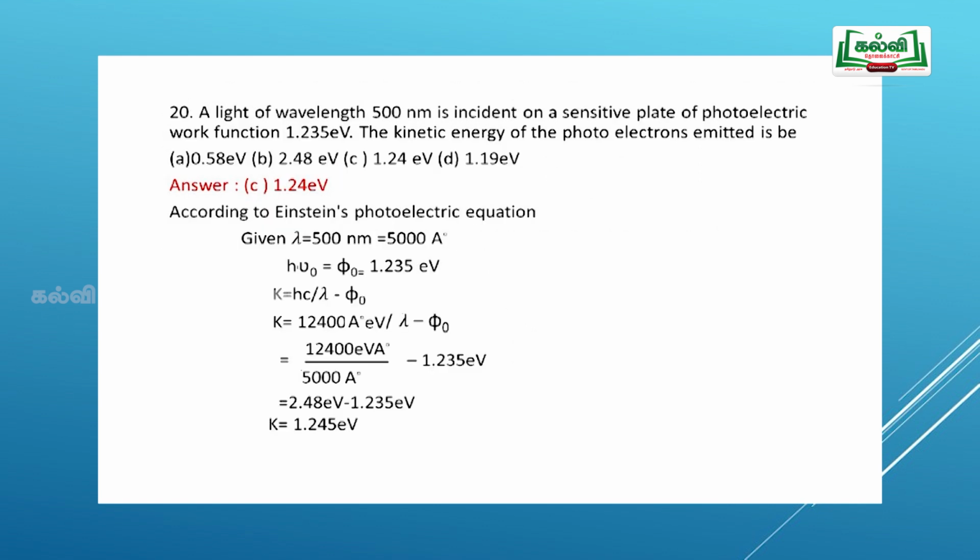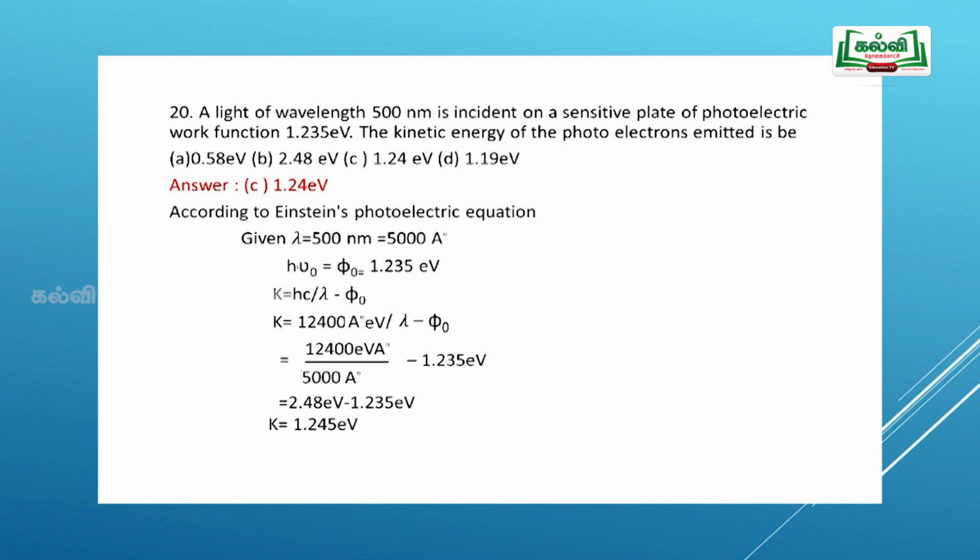Next we will move on to the next question. A light of wavelength 500 nanometer is incident on a photosensitive surface of work function 1.235 electron volt. The kinetic energy of the photoelectron emitted is: option A, 0.58 electron volt; option B, 2.4 electron volt; option C, 1.24 electron volt; option D, 1.19 electron volt. Answer is option C, 1.24 eV.